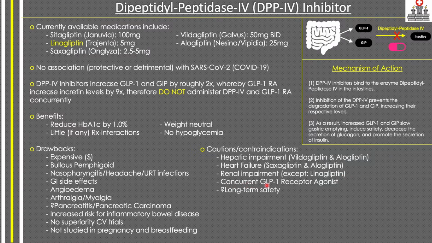As we've mentioned, it should not be prescribed concurrently with the GLP-1 receptor agonists. GLP-1 receptor agonists are much stronger, much more efficacious, and overall just much better drugs. So when we start a GLP-1 receptor agonist, we should stop the DPP4 inhibitor. Finally, these are relatively new drugs, as I've stated. Therefore, we don't know the long-term effects 20, 30, 40 years from now.